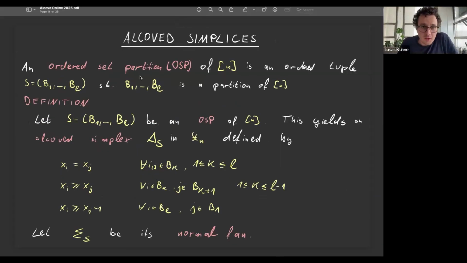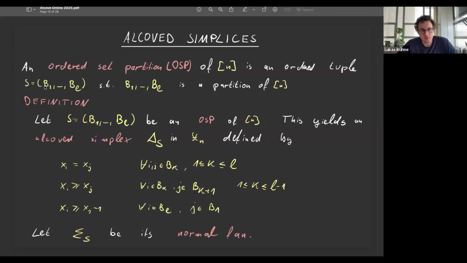And I'd like to generalize the notion a bit by also being able to talk about lower dimensional Alcoved simplices, and the combinatorial gadget I'd like to use for that is ordered set partitions. So an ordered set partition is just a tuple B1 up to BL where I care about the order of the blocks, and B1 up to BL is a partition in the usual sense of the set N.